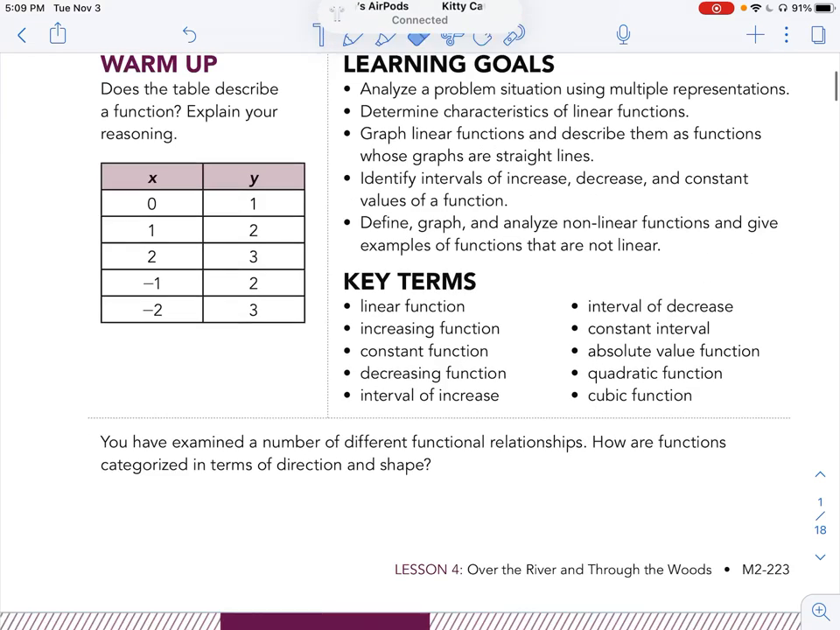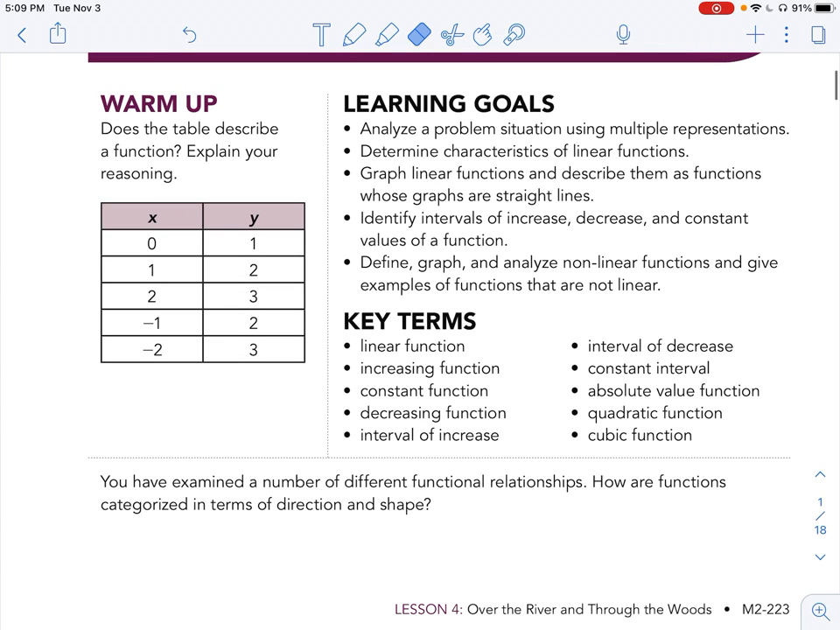Here we go. So, does the table describe a function? Explain your reasoning. There are a couple of different ways that we could look at it. We can look at all the x values. Do any of them repeat themselves?